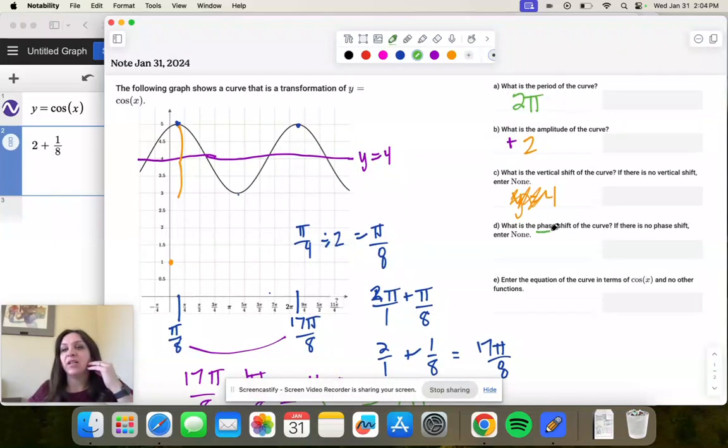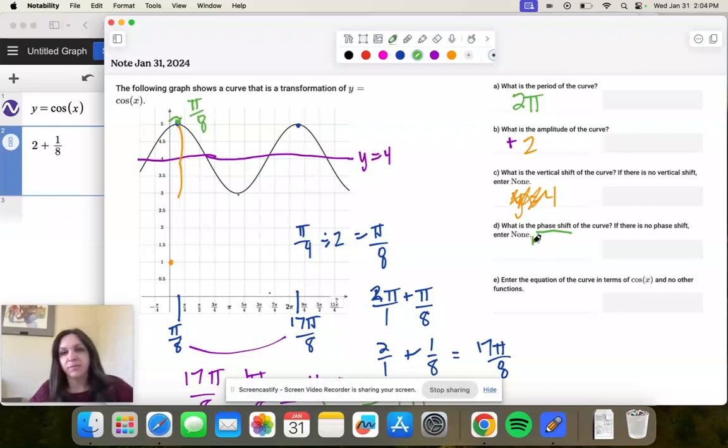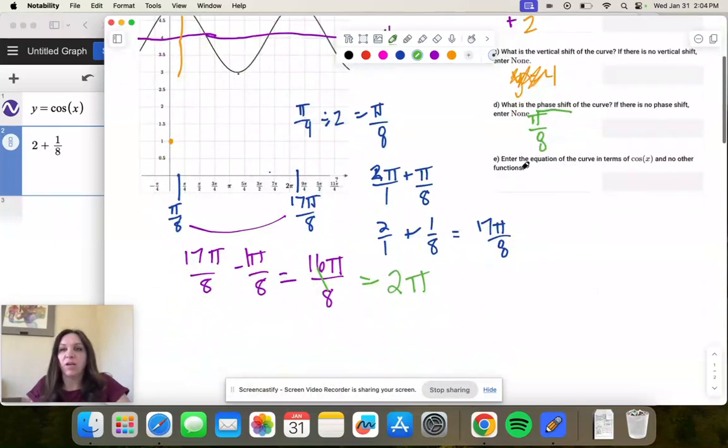Now let's find the phase shift. So remember, the phase shift is the horizontal shift. And that equals c over b, but for now, we're just going to find the actual horizontal shift. We'll do that later. Let's not bring that up yet. So we've gone right pi eighths. Good thing we already figured that out. So the phase shift is positive pi eighths. Now we need to write the equation.